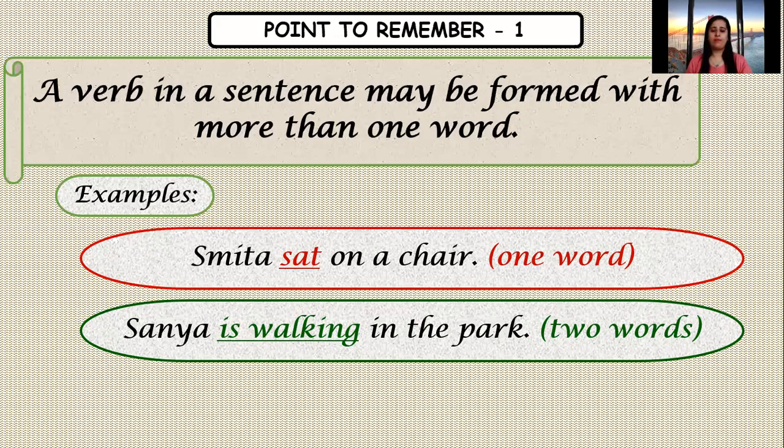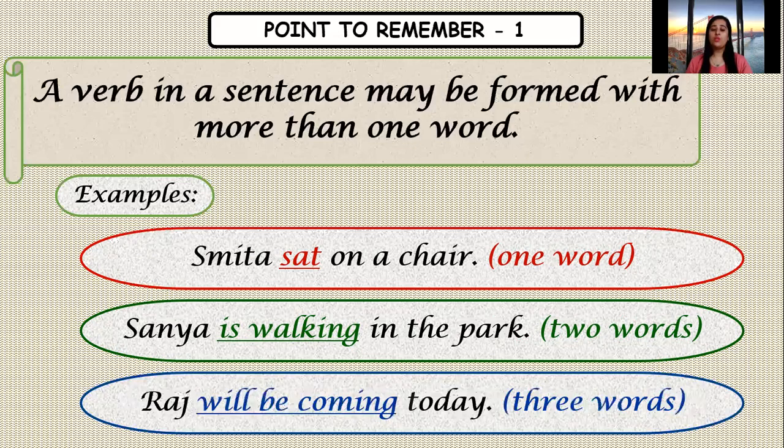Yet one more example for you. Raj will be coming today. Now here, let's find the verbs. Will, be, coming. So here, the verb has three words. So now understood the point? A verb in a sentence may be formed with more than one word. In the first sentence, we had just one word. Second sentence, we have two words. And in the third sentence, we have three words. Okay? So ready for the next point to remember?